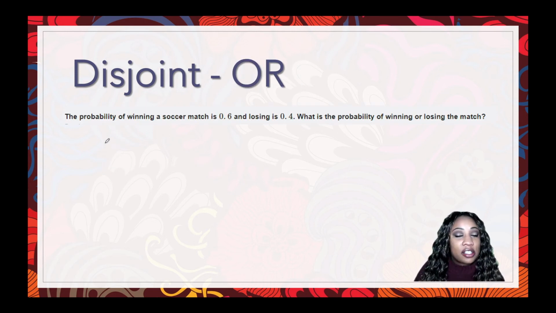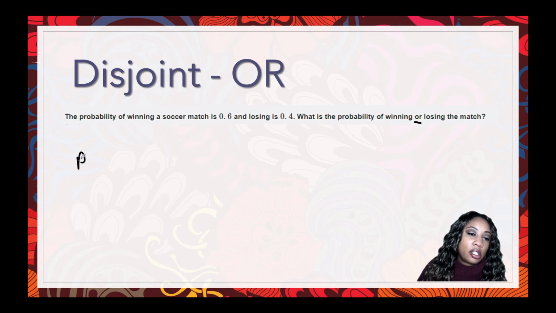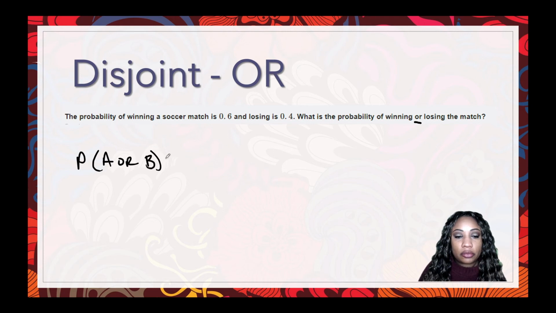All right, so the next question, remember I go right to the question, what is the probability of winning or losing the match? So I have the probability of A or B. So I know you can't win and lose a match, so they're going to be disjoint.